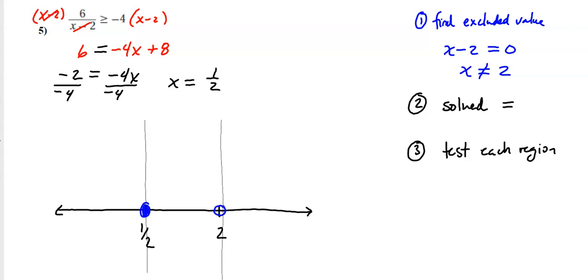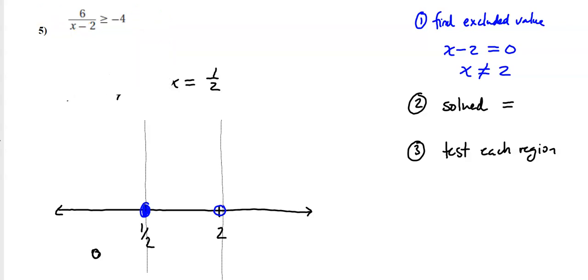So if I pick a number over here in this region, on a number line, let's just try 0. Let's stick 0 in there and go back to my original equation. That would be 6 over negative 2 is greater than or equal to negative 4. Well, that's negative 3 greater than or equal to negative 4. Is that true or not? Well, negative 3 is greater than negative 4, so this region is a yes.